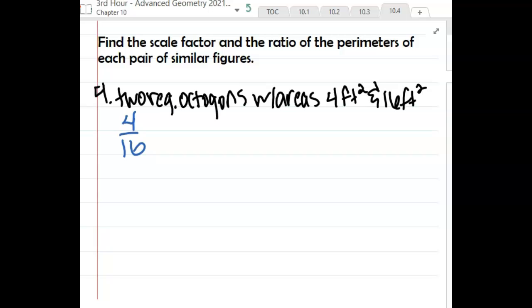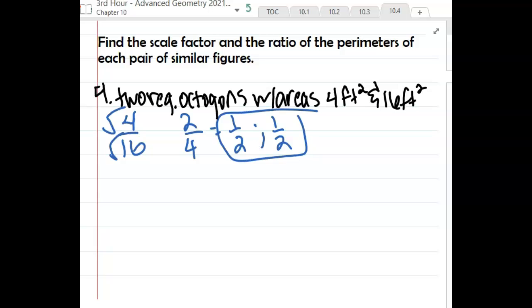So if you have the ratio of their areas, how can I get back to the scale factors? Yeah, take the square root of them. So the square root of 4 is 2, the square root of 16 is 4, and like all of our answers, everywhere we want to reduce and we get 1 over 2. So the scale factor is 1 to 2. What's the ratio of their perimeters? Yeah, 1 to 2. Same thing.